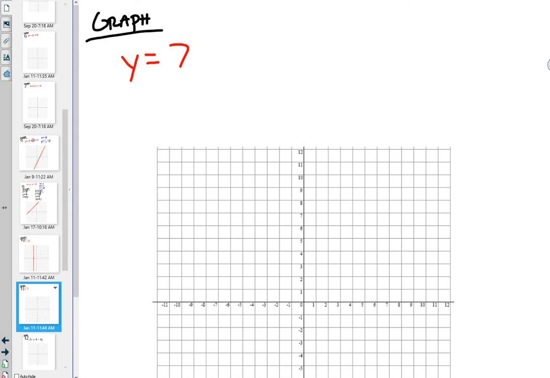How do you think this one's gonna look when there's only a y? Yeah, this one's gonna be horizontal. Find just 7 on the y-axis. Draw a horizontal line through it. No caps, just fine.